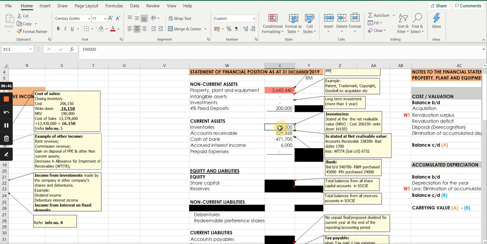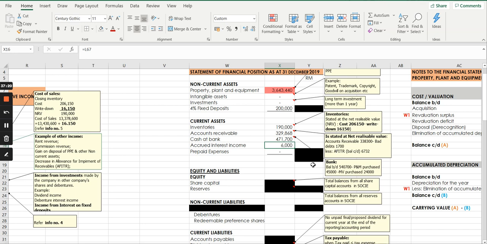Your inventory should be at 190,000 because you write down the inventories from cost. The cost was written down and now it is written down at the net realizable value, which is the figure that you need to go and show. Make sure you show at the net realizable value whenever it is lower, right? And then we are done with that. Cash at bank, it should be 471,700. Why? Because the balance has to be reflected here. If you can see my notes here, with the purchase of the 2 PPE.